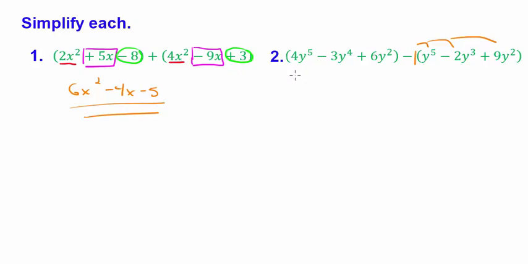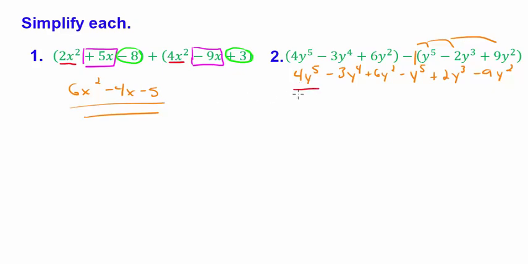So everything from the first expression stays the same. So 4y to the 5th minus 3y to the 4th plus 6y squared. Everything from the second expression changes to its opposite. So negative y to the 5th plus 2y cubed minus 9y squared. From here, it's essentially the same problem we just got done doing.